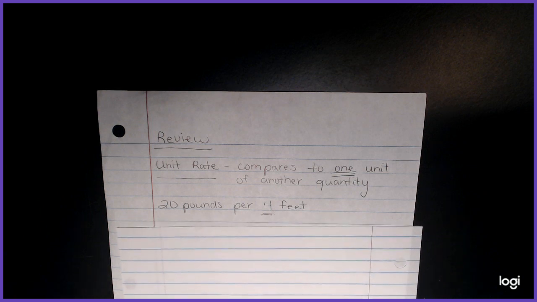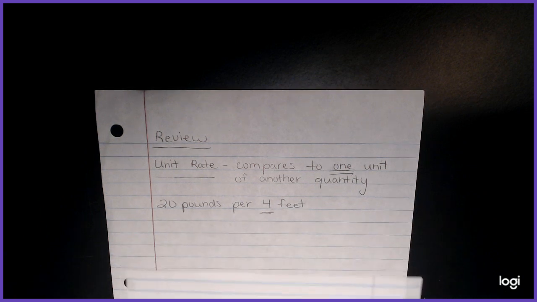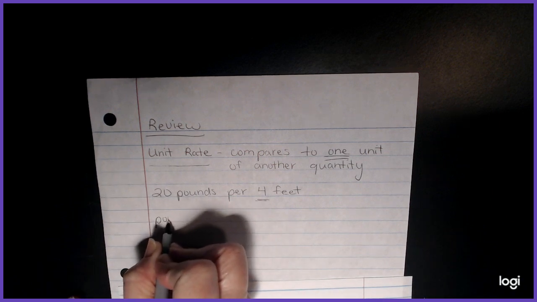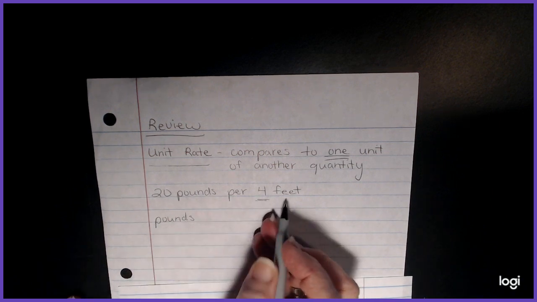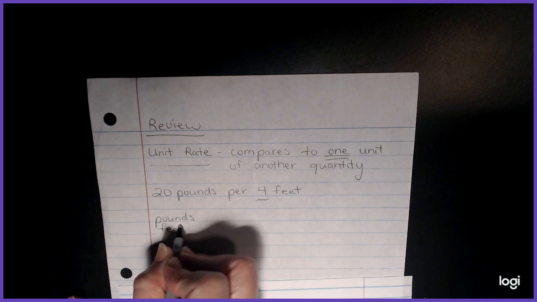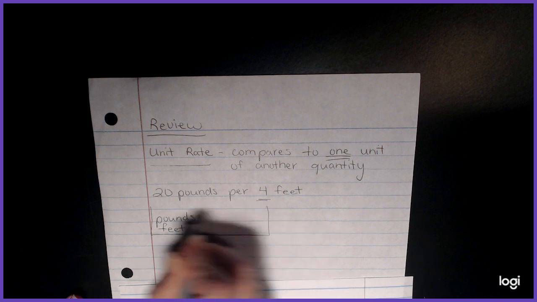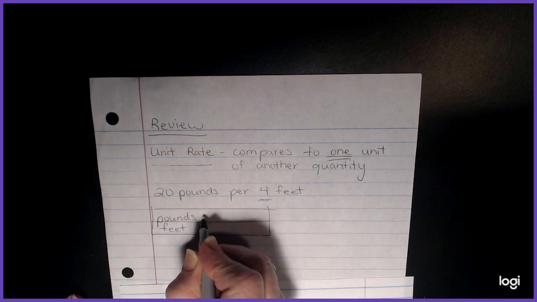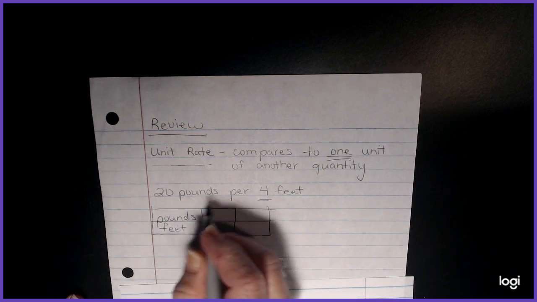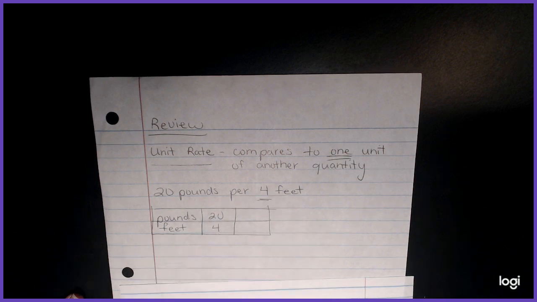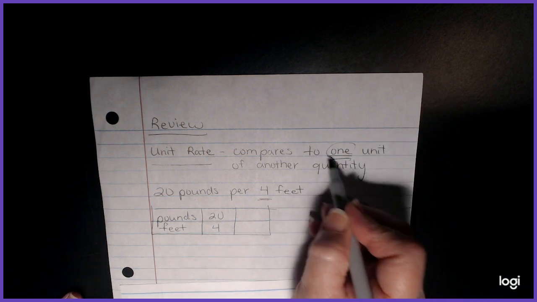And 4 is the one we usually are going to make into our unit. If you recall last week when we did unit rates, we made a table, so we're going to write here pounds and feet. Write that in your notes like that. Then we made a little table like this, and we had here 20 pounds per 4 feet.